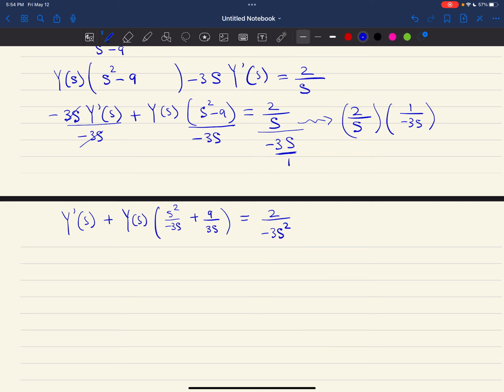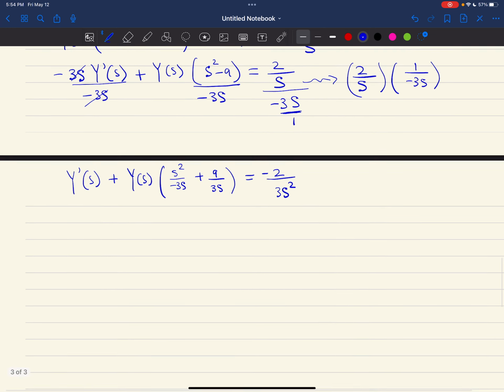All right. So if you want, you could put the negative on the top. That doesn't really matter. I guess it's a convention to put the negative on top. So yeah, that's fine.